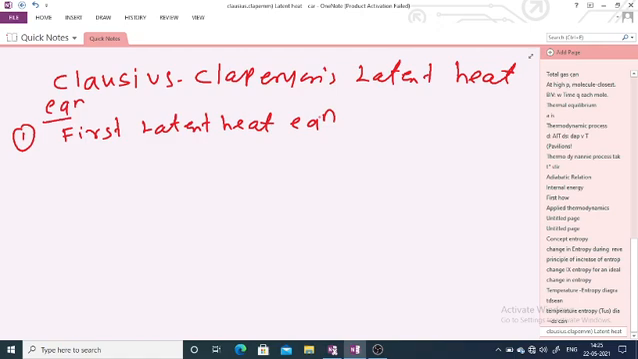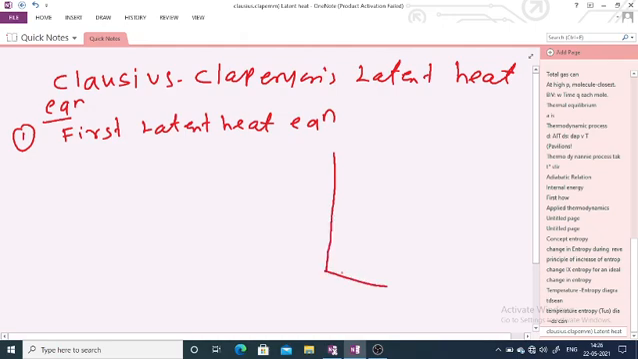Now this is presented in the indicator diagram, the PV diagram. To understand the latent heat equation, we now consider the PV diagram. You should remember this PV diagram figure, because it is useful to write the explanation about the latent heat equation.